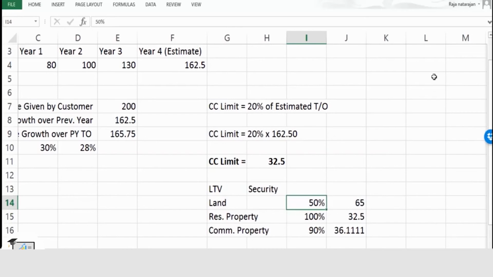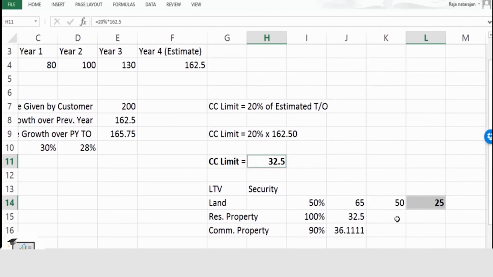Now, instead of these level of securities, let's say this particular customer has a lower amount. Say for example, instead of having a land of 65 million, let's say he has a land worth only 50 million. Then in that case, 50 million multiplied by 50% based on the land value, or we say LTV, his eligibility is only 25, whereas the assessment says 32.5. In that case, the bank would compare these two. So they would go for whichever is lower. So even though the assessment permits 32.5, the security is permitting only 25, so the bank would go for 25 million.